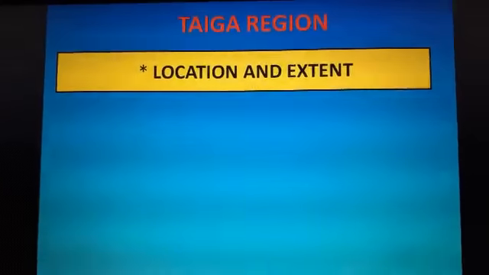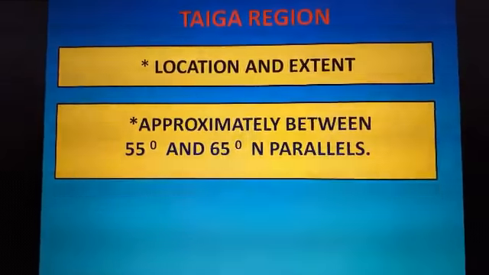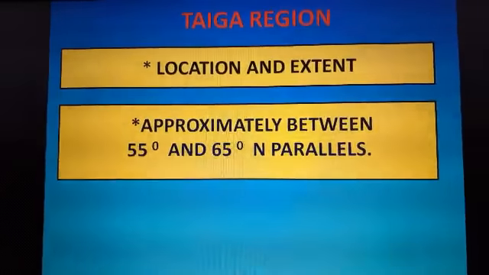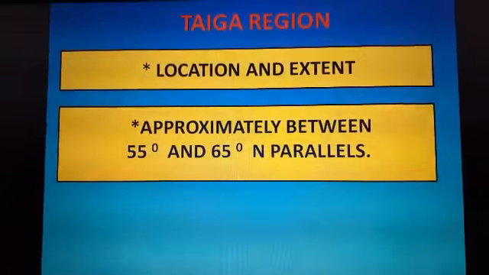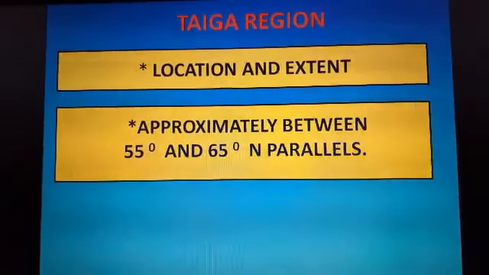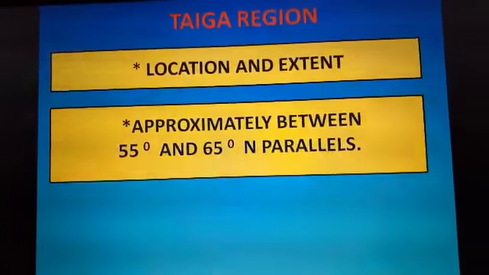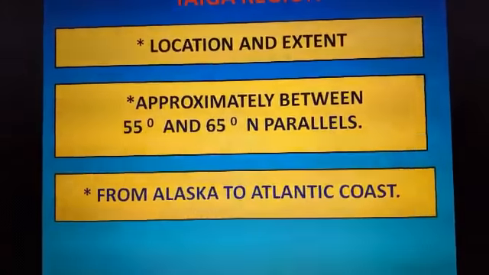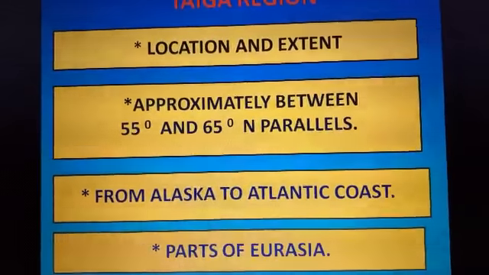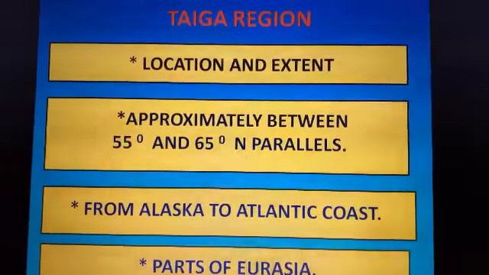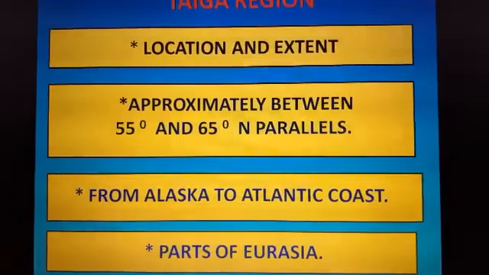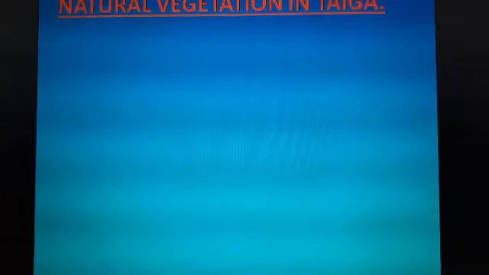Location and extent we will see. Approximately between 55 degrees and 65 degrees north parallels this place is located. We have studied tundra is located at 65 to 90 degrees. So this place is located where? 55 to 65 degrees north parallels. From Alaska to Atlantic coast it covers the region and other parts of Eurasia. So it covers what? Alaska to Atlantic coast and parts of Eurasia.